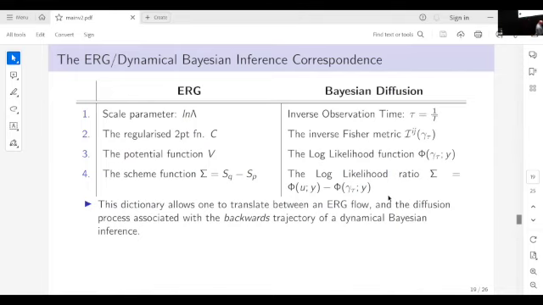Only 5 minutes. Right. This is our dictionary when the dust settles from putting together those different sides. We've already mentioned the crucial things: this inverse time, the scale parameter, the regularized two-point function C, the inverse of the Fisher metric, the potential function actually becomes related to the log likelihood function, etc. Okay, so we have a definite dictionary by being able to identify the equations in Fokker-Planck. Okay, that was the bridge.